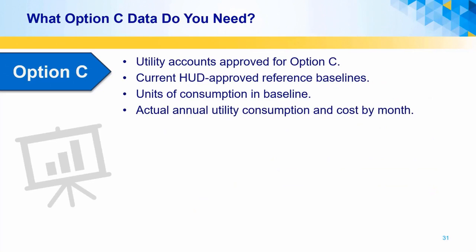What data do you need to do an option C analysis of savings? Specific option C utility accounts, the HUD approved baselines, the units of consumption in the utility baseline, and the actual future annual utility consumption are major components of the analysis.